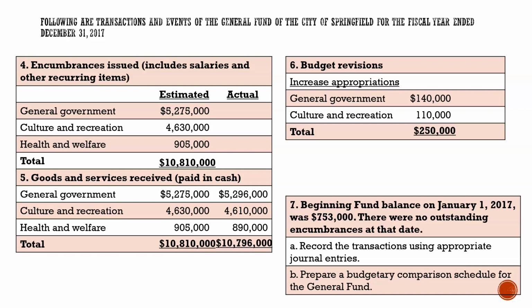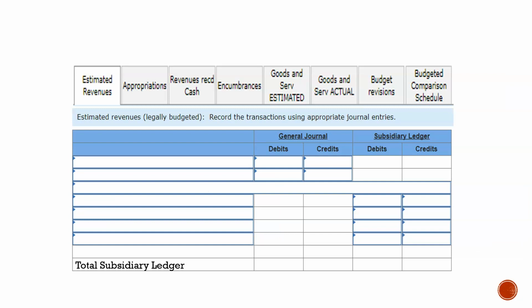So what we're going to do with this set of facts is we're going to record transactions, and then we are going to prepare a comparison schedule, a budgetary comparison schedule for this general fund that we are looking at. We're going to look through each one of these journal entries, and you can tell which one we're looking at based on the blue up here, or this tab right here.